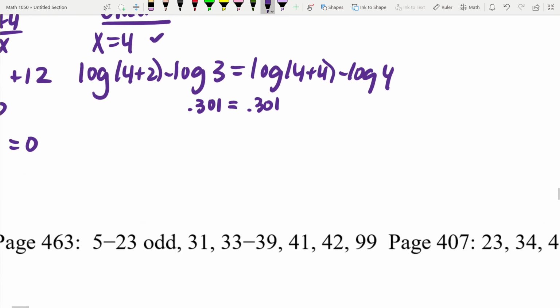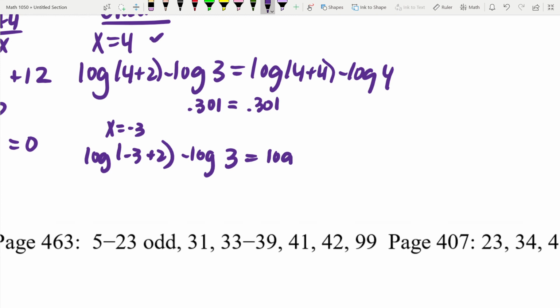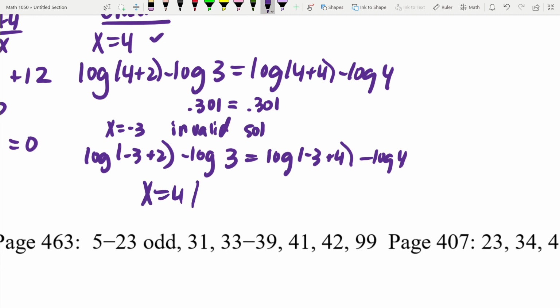Do the next one, x equals negative 3. So everybody write down log of negative 3 plus 2. The second I write it, what do I know? Not going to work out. Keep writing your line. Log of 3 equals the log of negative 3 plus 4 minus the log of 4. Then I'm going to write invalid solution. Then I'm going to write x equals 4. And I walk away knowing I got it right.